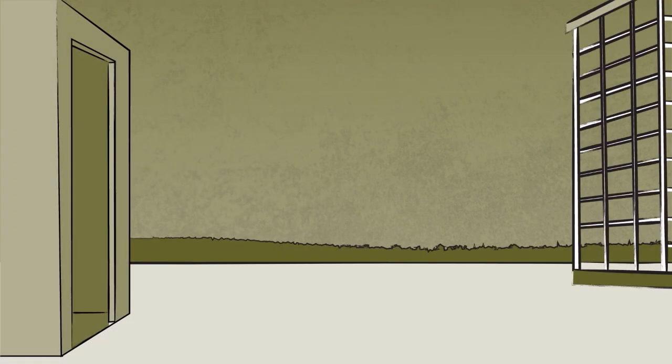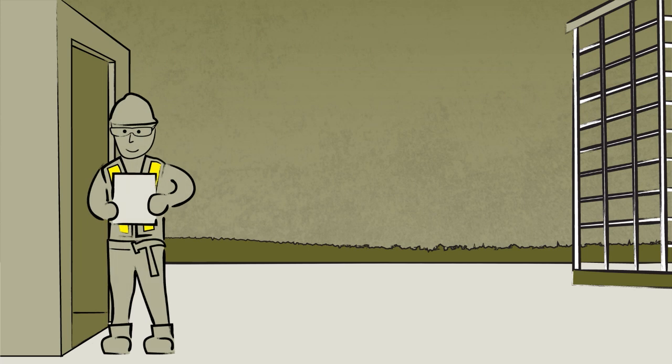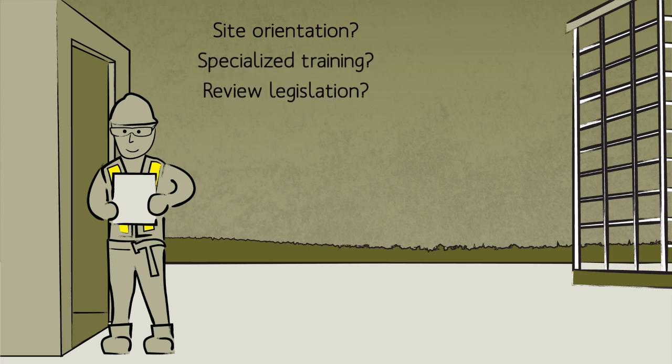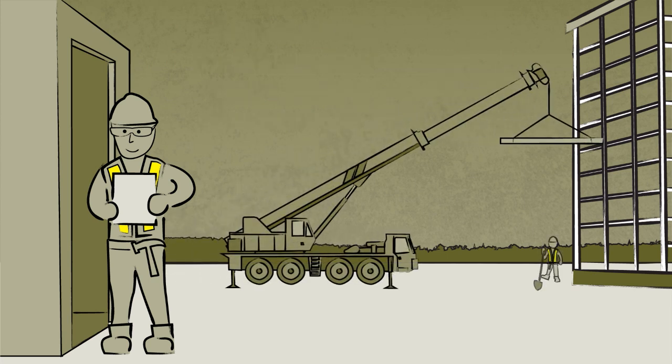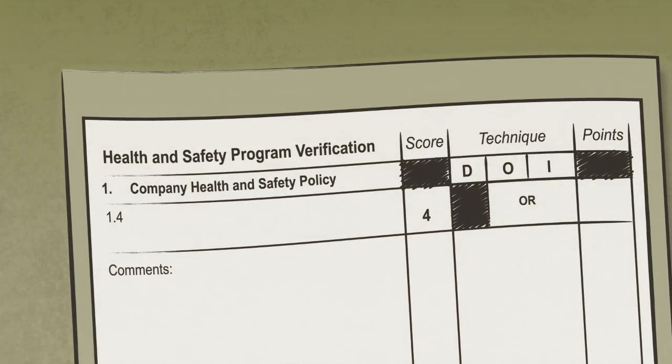Prior to starting the worksite visits, ask your escort or contact if there is anything you will require. You may be required to have a site orientation, complete specialized training, review applicable legislation, or wear specific PPE. If at any point during the site visit you observe activities that may cause imminent danger to a worker or workers, you should immediately report this to the supervisor in charge. Now, let's look at some examples.